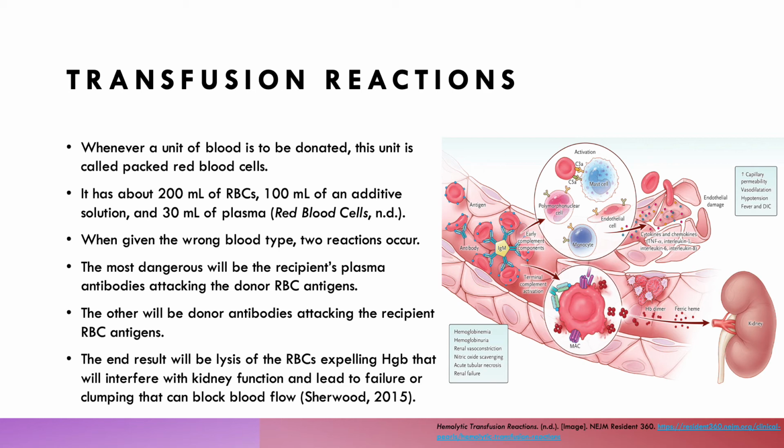In the end, we will have one of 2 things. If the red blood cells do lyse, they will end up releasing their hemoglobin, and that interferes with kidney function and can lead to kidney failure. Another thing that can happen is agglutination can occur, and that can block blood flow to vital areas of the body such as the heart and the brain.